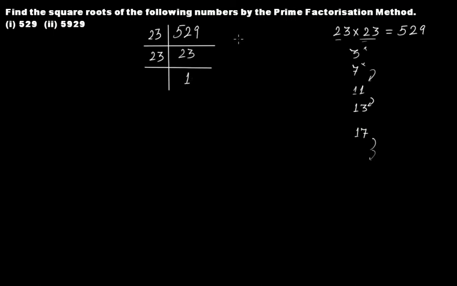It means that 23 times 23 is the prime factorization of 529, and this is in pair, therefore the square root is actually 23.